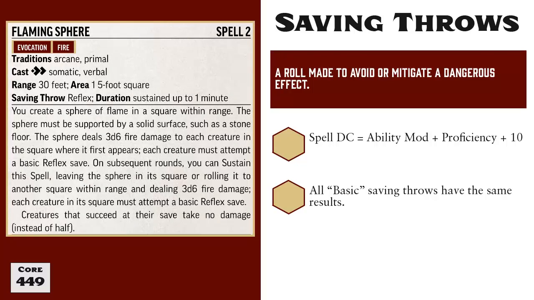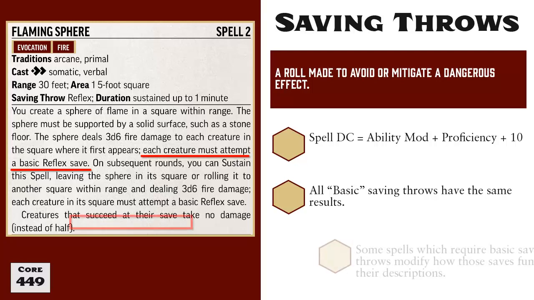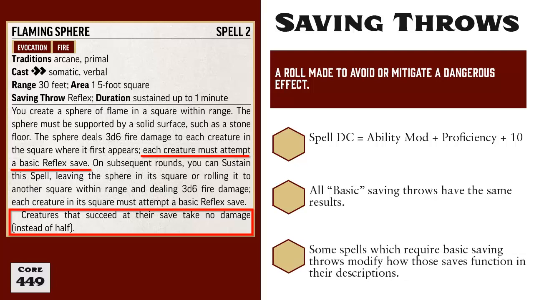Flaming Sphere, for example, calls for a basic reflex saving throw too, just like Fireball. But it has an additional line in its description that says targets do not suffer any damage on a successful save as opposed to half damage. So bottom line, make sure you always read the spell descriptions to know exactly how to resolve the saving throw of a spell.